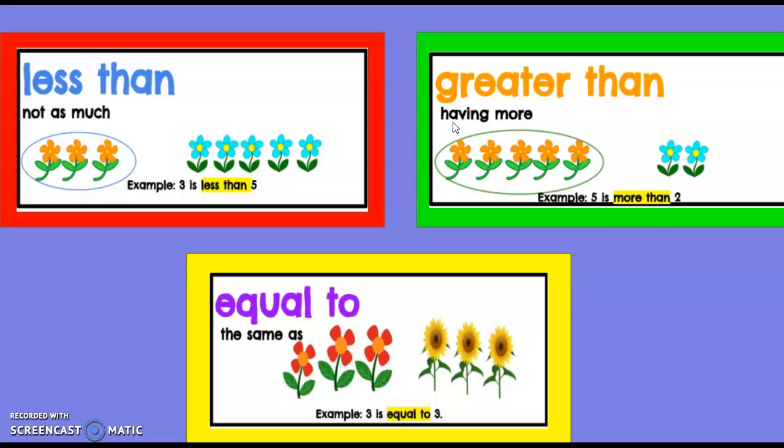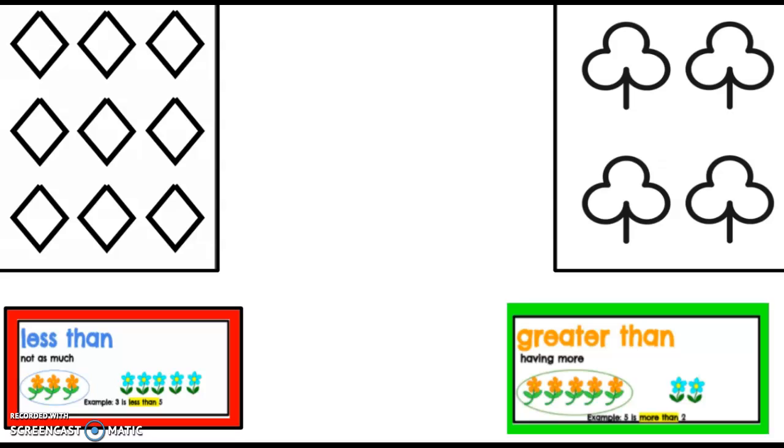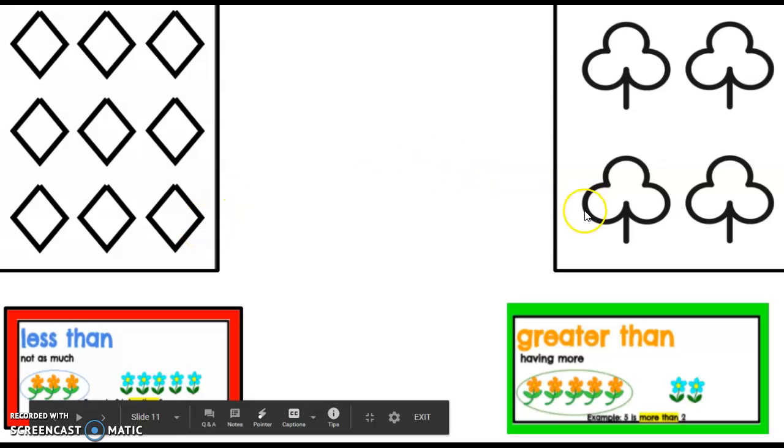It means more. Good. And equal to, that's on the yellow card, means what? The same. All right, let's practice. So we have our rhombuses and we have our three-leaf clovers. Okay, so we're going to compare these sets of objects.